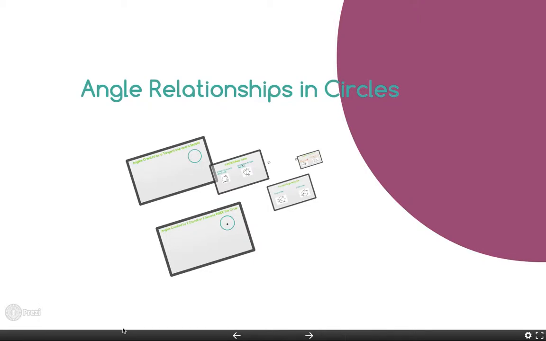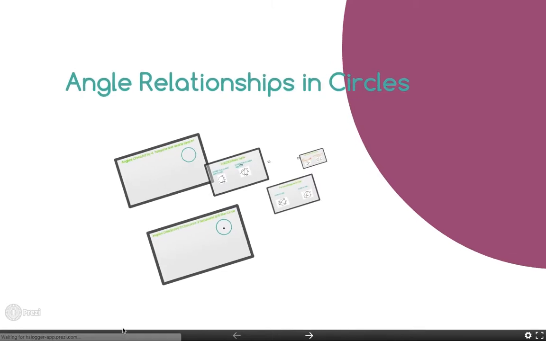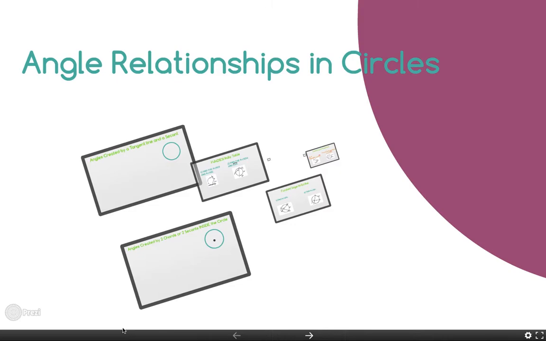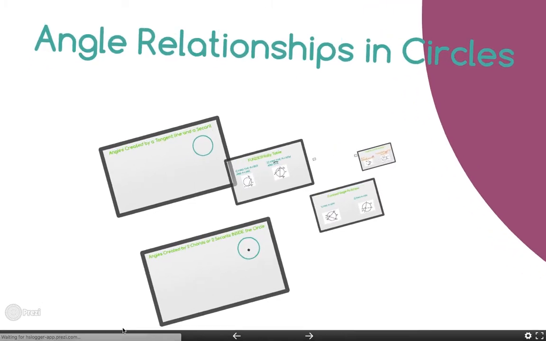All right, you guys, we're going to learn about some nifty properties of circles when angles intersect inside the circle and outside the circle and on the circle. So, we're going to learn about different angle relationships in circles. Sounds like fun, right? I know. All right, let's keep going, you guys.